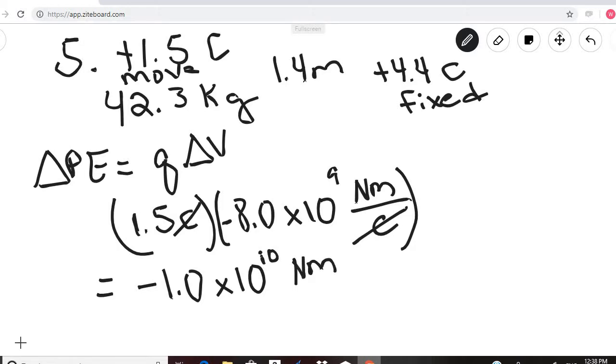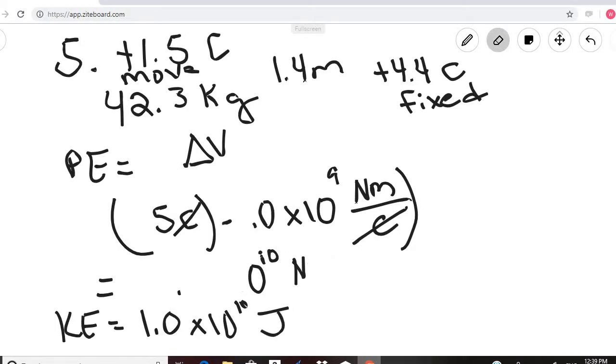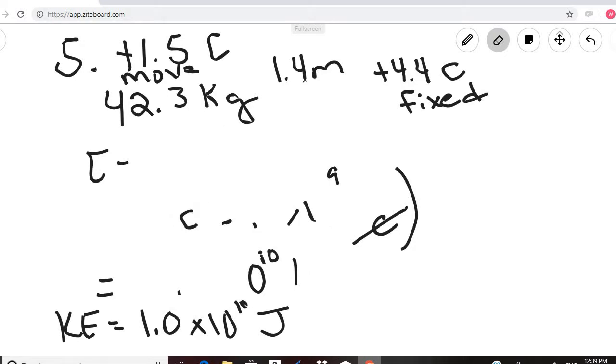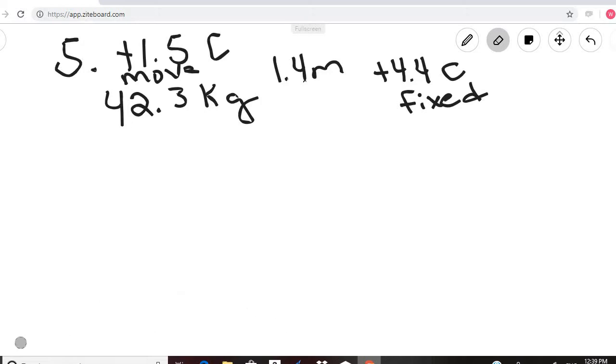Okay, so this shows us that we had a decrease in potential energy. That means the potential energy would be converted to kinetic energy. So the kinetic energy would be 1.0 times 10 to the 10 Newton meters or joules. The last step then is to use that kinetic energy to determine the speed, the velocity, of the particle.